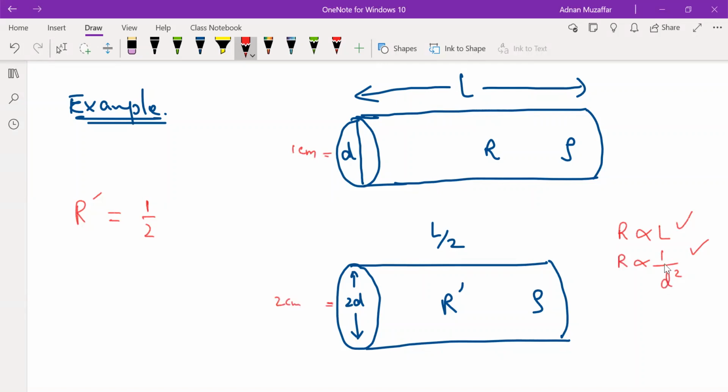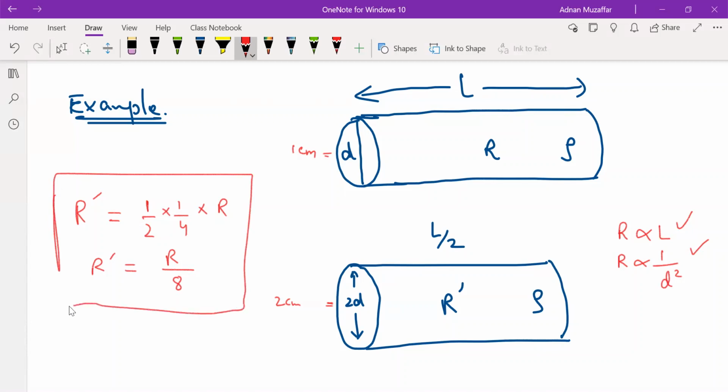What factor will you get? 4, like 1 by 4. 2 square. If you double the diameter, R will be reduced by 1 by 4. So just write 1 by 4 here. And the original resistance was R. So what answer should you write? R by 8. This is much easier. This is very easy. You can do it in one step.